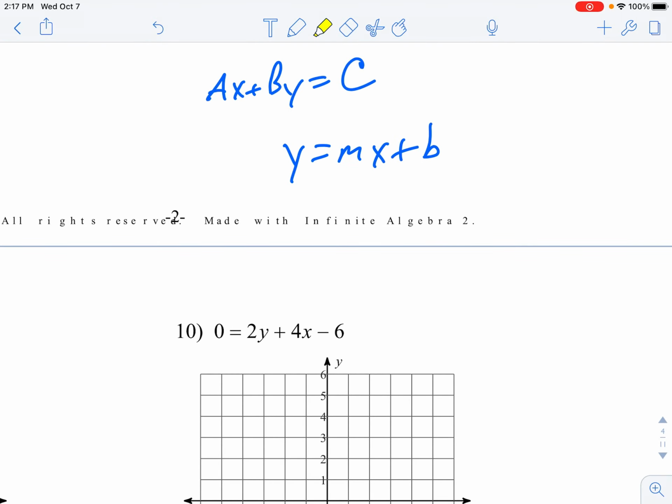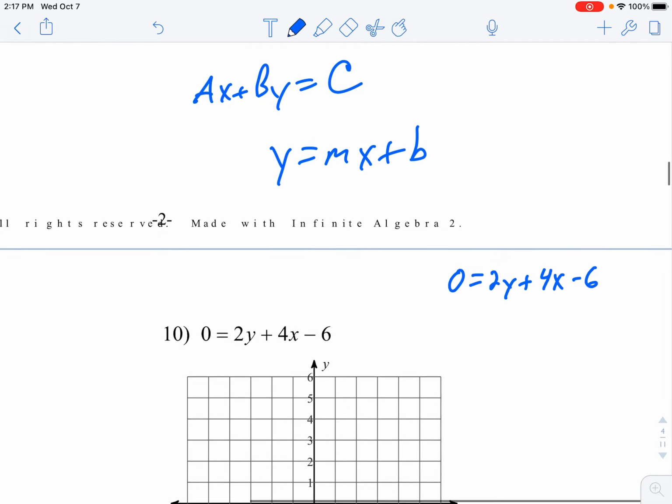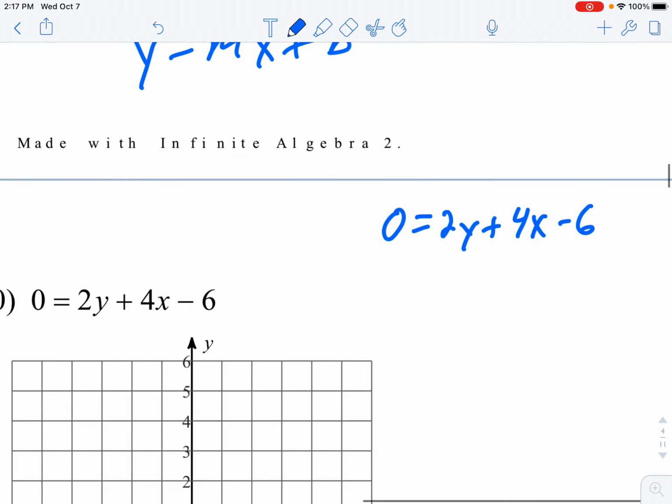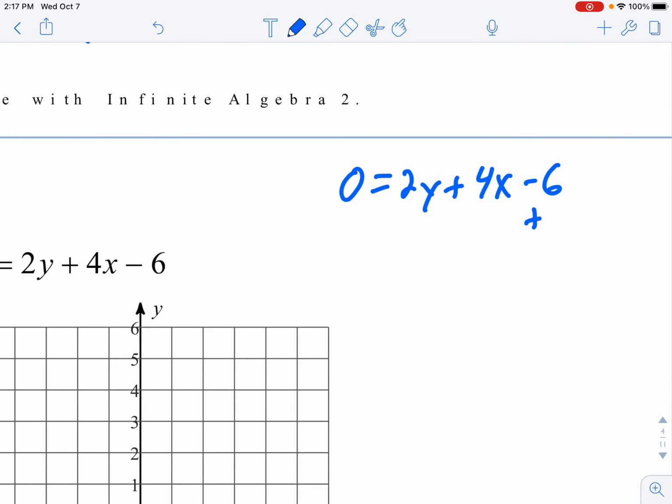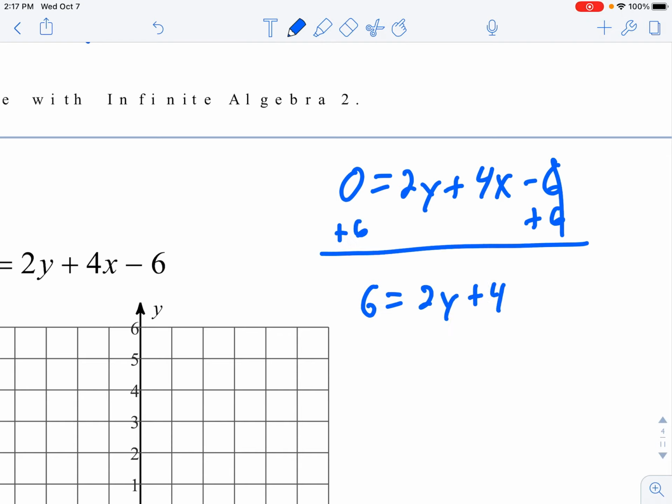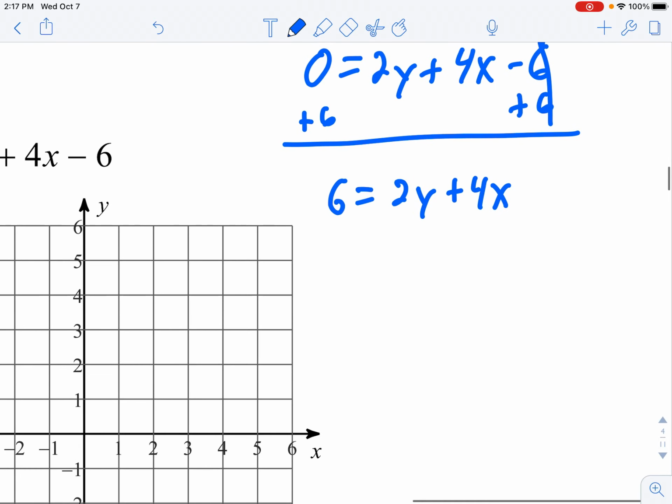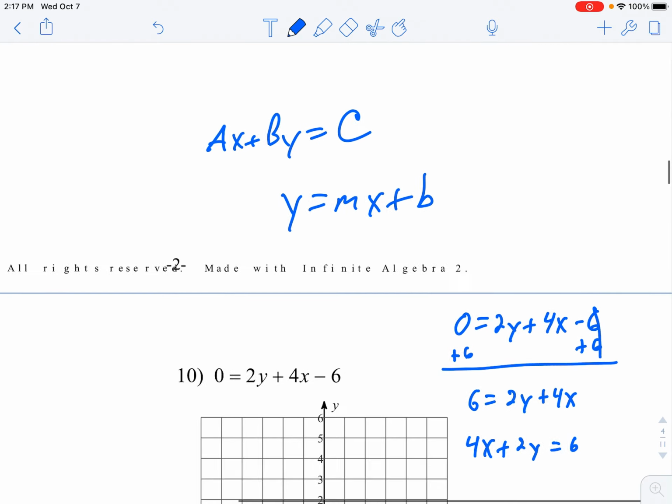I think for number 10, just my own judgment, I would like to change this to standard form, because all I have to do is bring the 6 over to this side, and I've got my x and y together. So that's what I'm going to do. I'm going to rewrite the problem over here. I'm going to show steps that I probably would normally do in my head. You're fine to show your work, or if this is something you do in your head, fine. Add 6, add 6. 6 equals 2y plus 4x. And then just kind of rewrite it. 4x plus 2y equals 6. That way it's in that form.